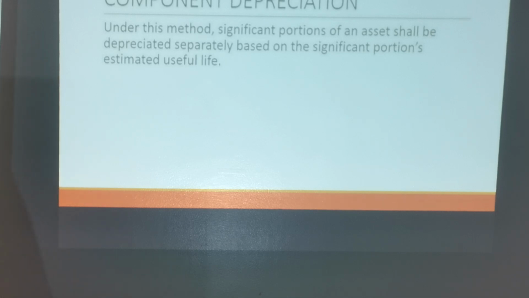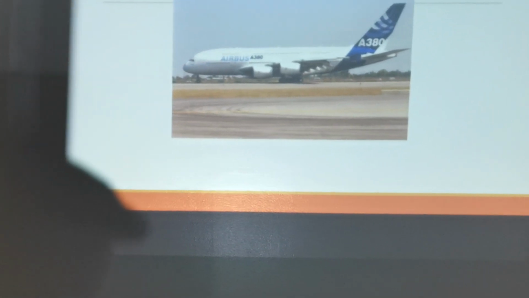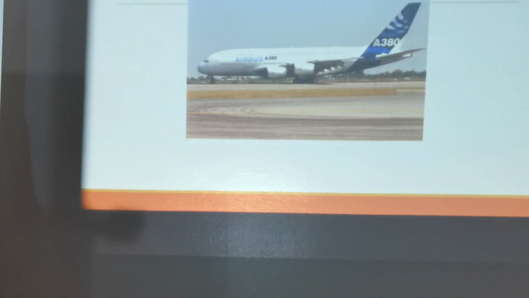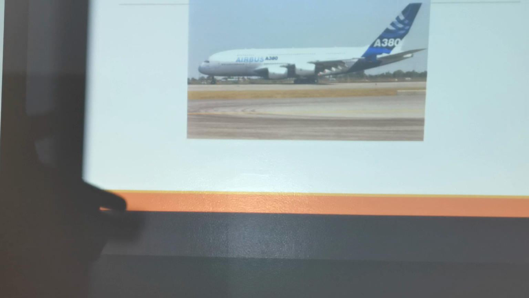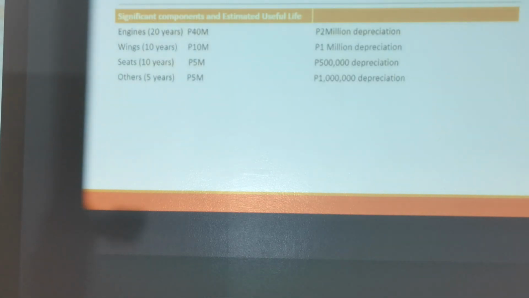Now, what do you see on the screen? So that is an Airbus 380. Before, you just have to depreciate the whole of it, using one estimated useful life. But with this component depreciation method, management can now depreciate this one aircraft into different number of years, depending on the identified significant parts. So therefore, management has to identify what are the significant parts of this aircraft and of course make an estimate of the useful life for those significant parts. Now let us just assume that these are the significant parts of the aircraft.